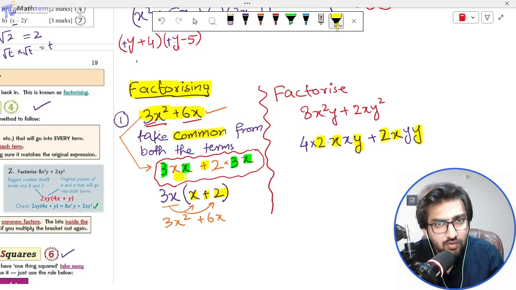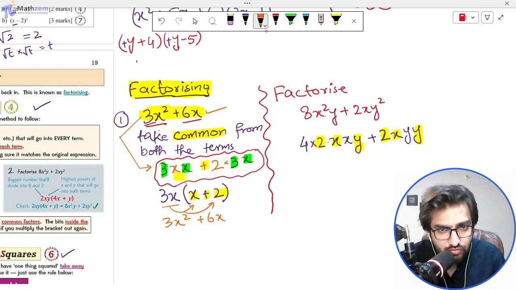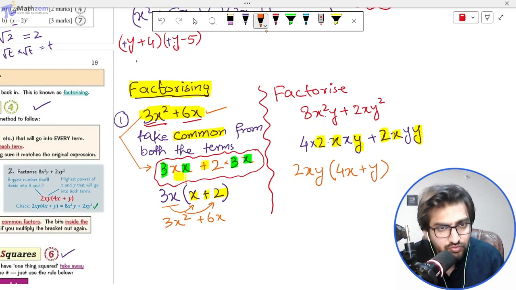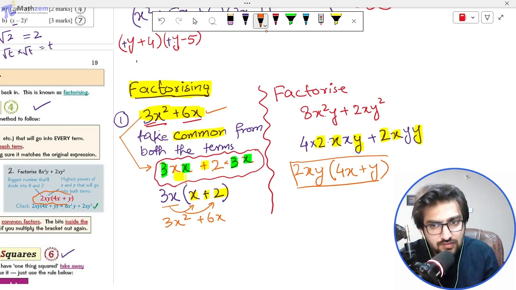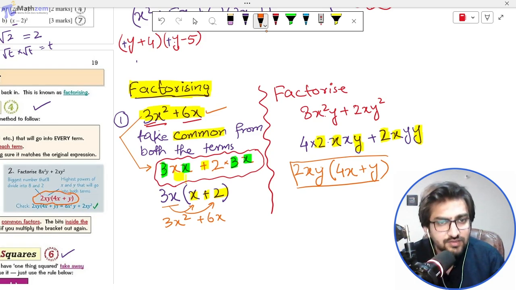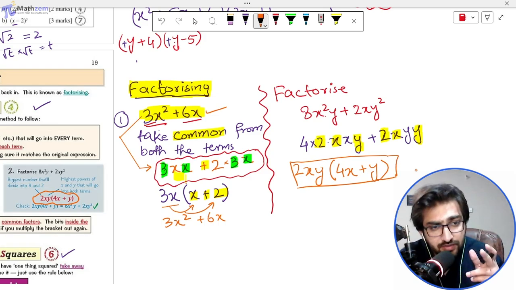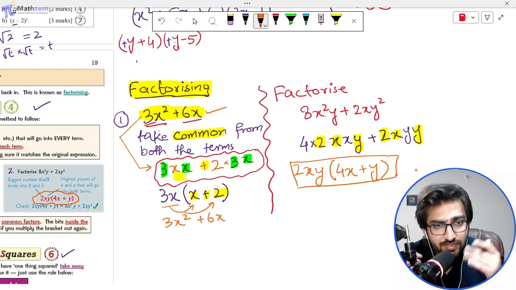So take that out, and it will become 2xy common. What is left, write that here. So 4 and x is left, so write 4x here. And what is left there, y plus y, so that would be the answer. You can compare the answer with this, the same thing. So this is the simplest way to factorize or to take common. Okay, this is the process of taking common.